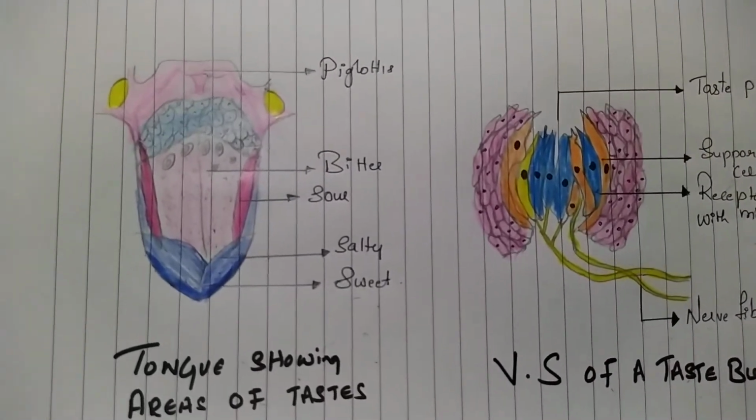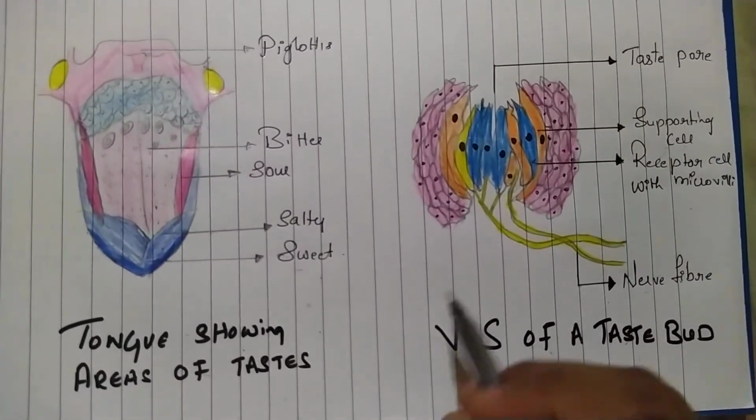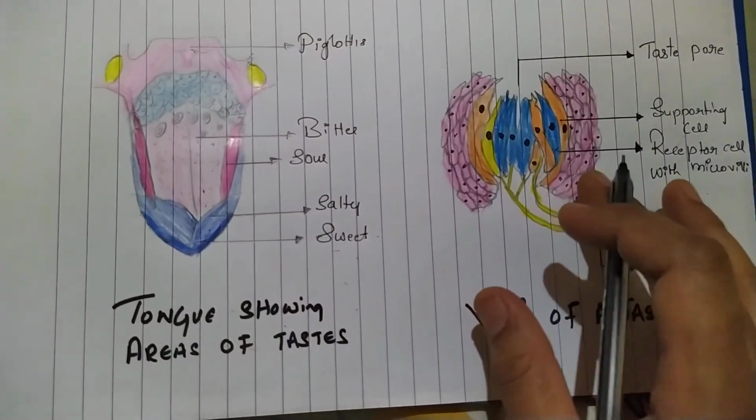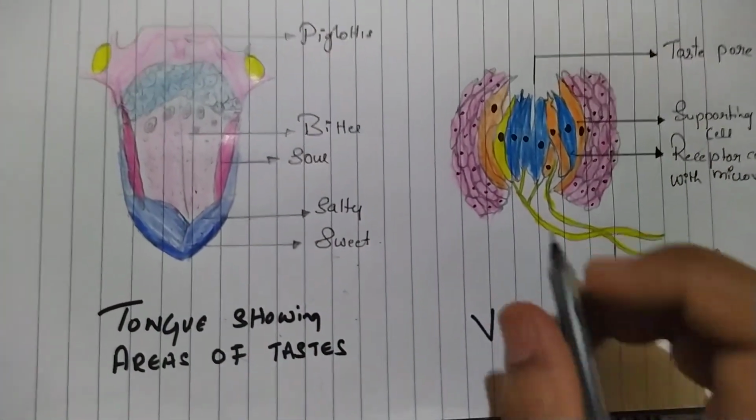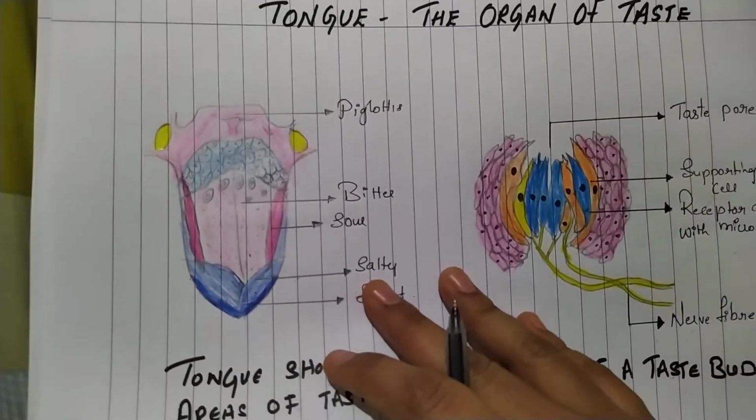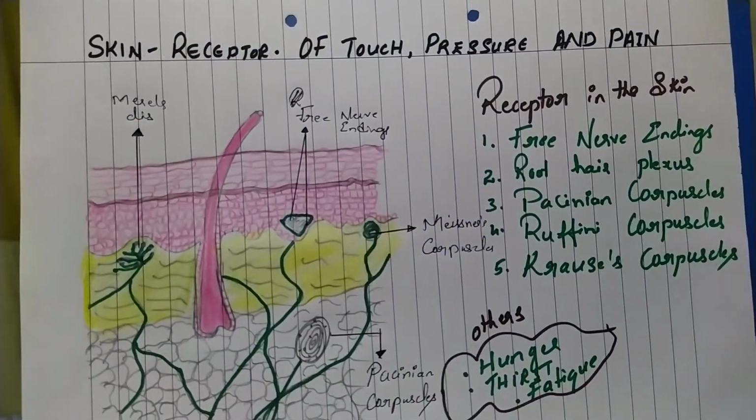So this is about the vertical section of the taste bud and how these receptors are responsible for the different tastes. Okay, so the next one is the skin.